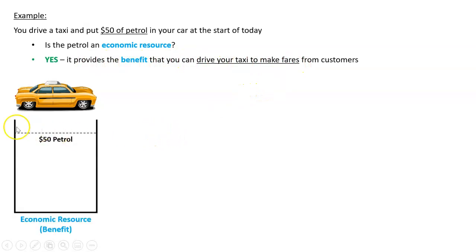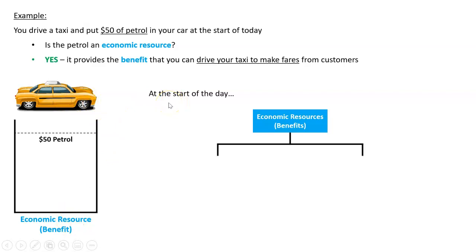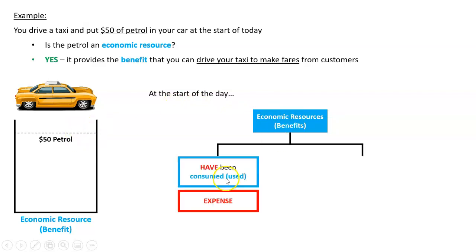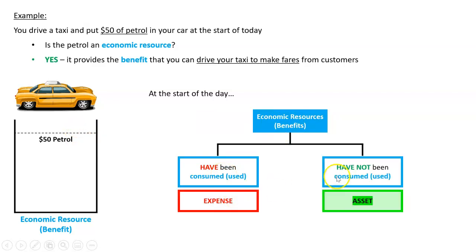So why don't we look at that as kind of like a big tank here and just say, yeah, we've got $50 of petrol, and that is an economic resource or benefit because we can now drive our taxi today. So at the start of the day, we put the fuel in the taxi, okay? We haven't driven it yet. So what we'll say is, let's look at the petrol as an economic resource. Have we consumed or used that? And if we have, it'll be an expense. Or have we not yet consumed the petrol, in which case it's an asset.